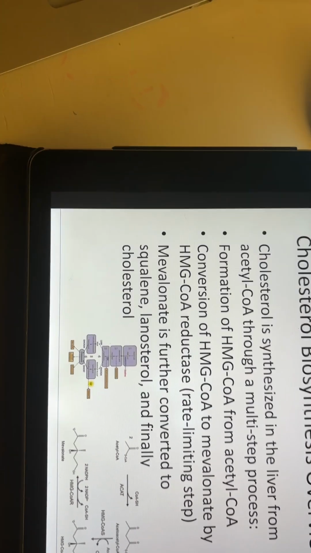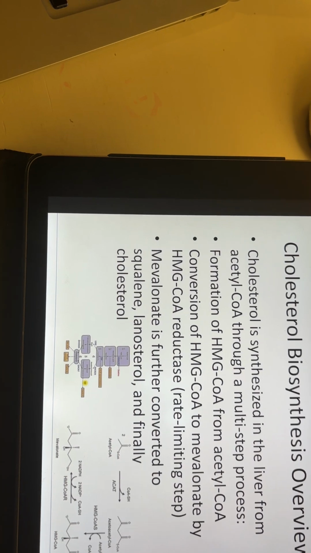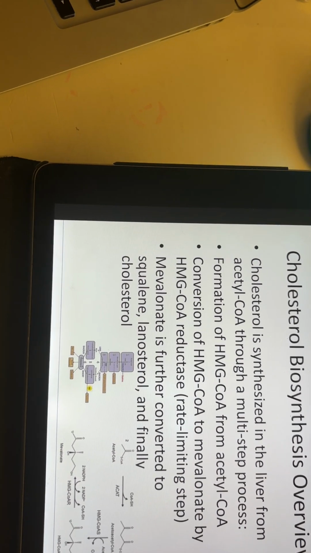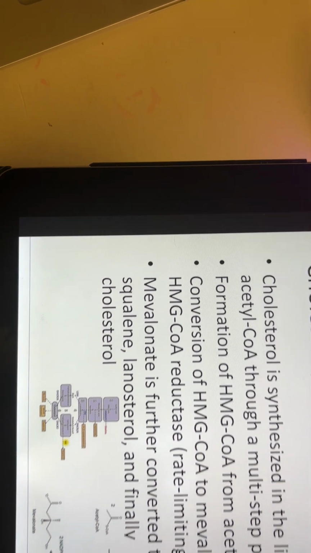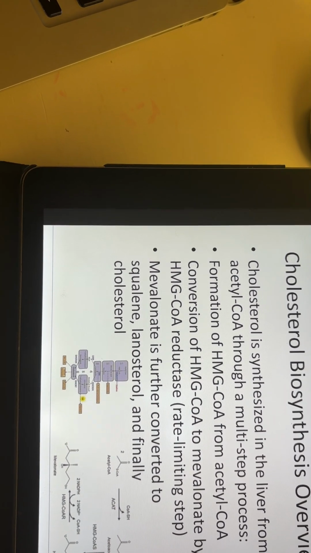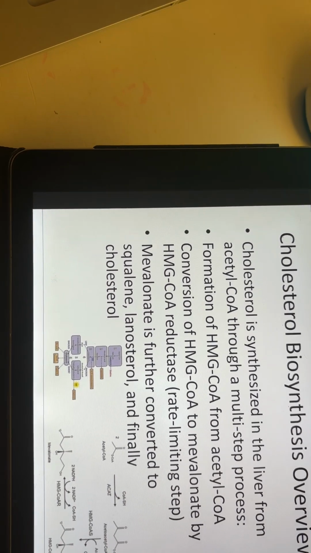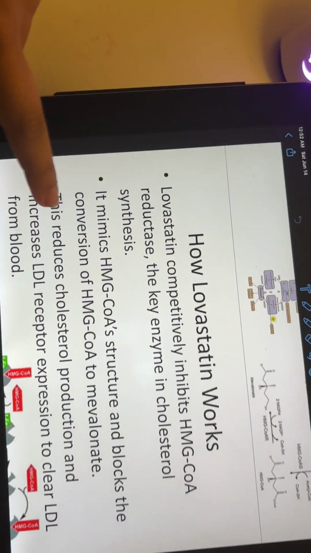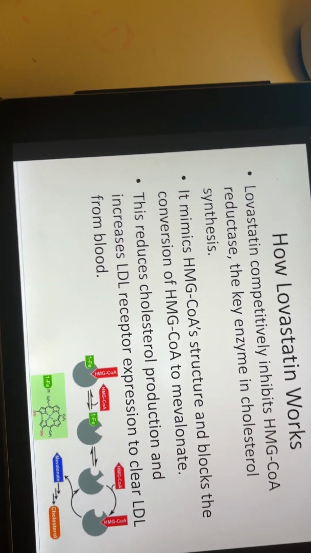As you can see in the diagram, this pathway is complex and energy intensive but tightly regulated. It's highlighted in the image in the HMG-CoA to mevalonate step, which is where lovastatin acts. By inhibiting this conversion, it essentially shuts down the production chain early on. So over here on the slide, you can see how lovastatin works at a molecular level.